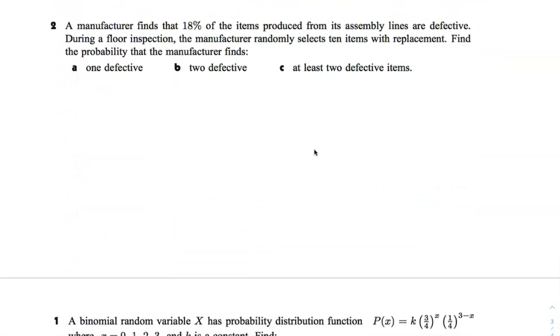2. A manufacturer finds that 8% of items produced from its assembly lines are defective. During a floor inspection, the manufacturer randomly selects 10 items with replacement. Find the probability that the manufacturer finds... First of all, why is he replacing it? Doesn't that kind of defeat the purpose? But beyond his bad management skills, we'll still do this problem. So that's my n, n is 10. Probability is 0.08. They want to find the probability of 1 defective, 2 defective, at least 2 items defective.